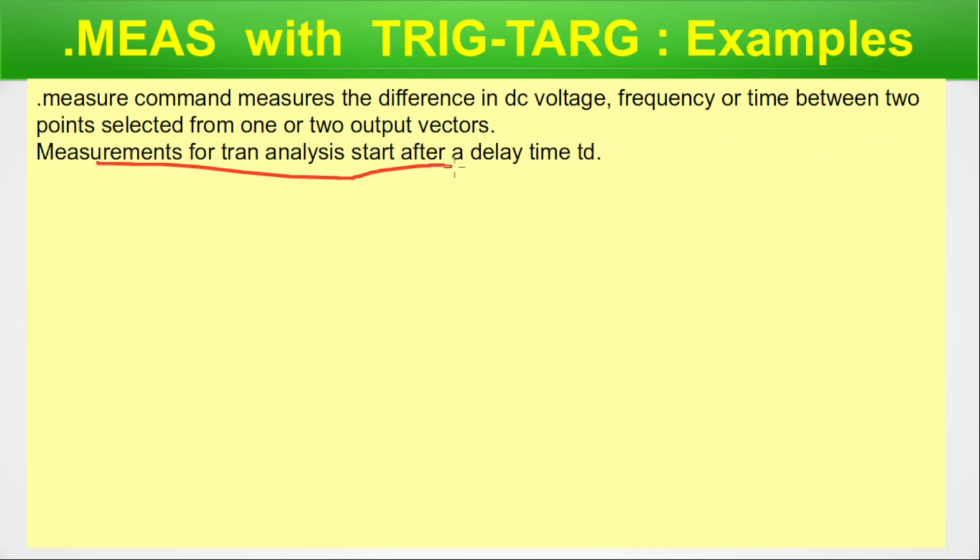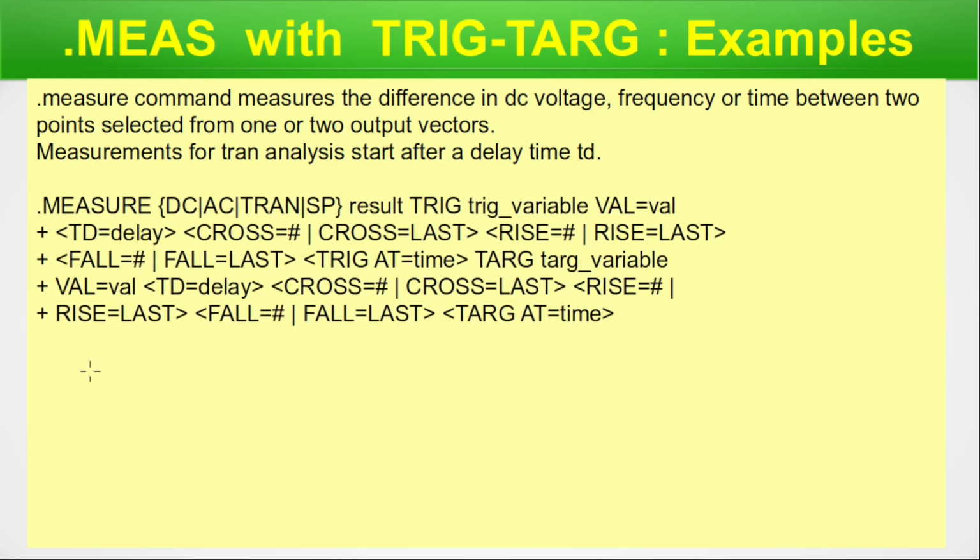Measurements of TRAN analysis start after a delay time TD. Generally, we add a delay time because there will be a startup time of the circuit. Generally, that startup time of the circuit or the turn on time of the circuit we put as TDELAY. So TDELAY you can find in the command, and philosophically this is the wake up time of the circuit. So we give that delay time TDELAY to let the circuit turn on. And after that, when the circuit is woken up, it performs as expected. That's why we keep a provision of TD, that is the initial delay, in the .measure command.